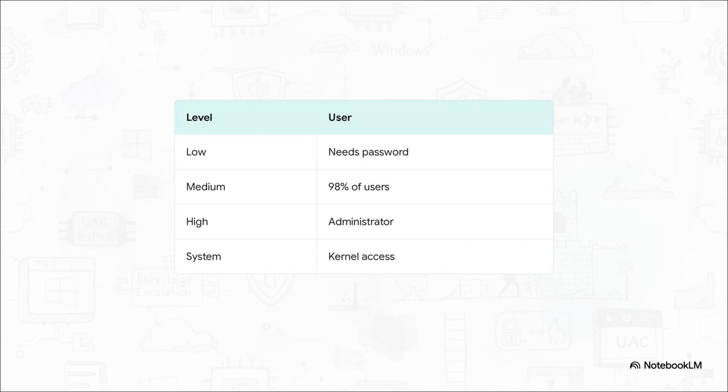Down at the bottom, you've got low integrity. That's the visitor badge. You're highly restricted and almost always asked for an admin password to do anything. Then, medium integrity. This is the standard employee badge. Roughly 98% of users operate here for everyday tasks. When you do need to do something administrative, this is where you hit that standard yes/no UAC prompt. Next is high integrity, the administrator badge. This grants sweeping system access. And finally, the ultimate clearance, system integrity. We're talking kernel-level access here. The system can do absolutely anything at the deepest operating roots.